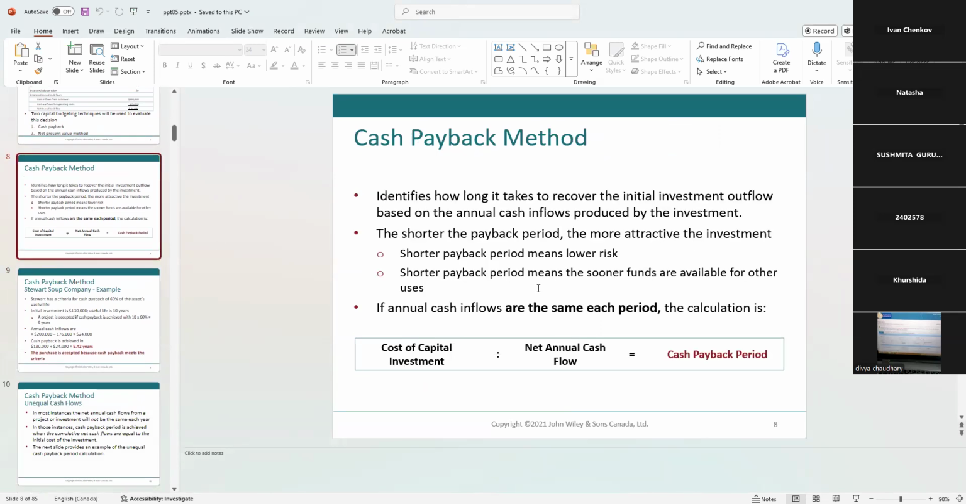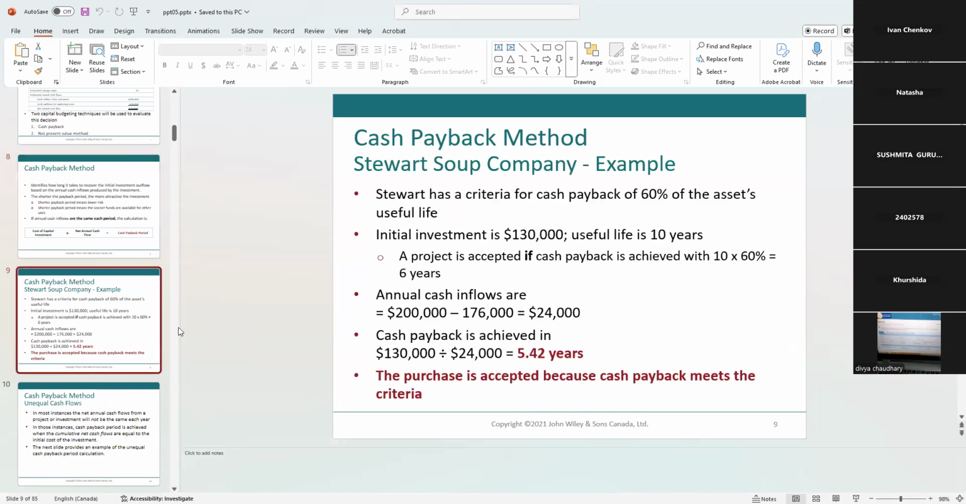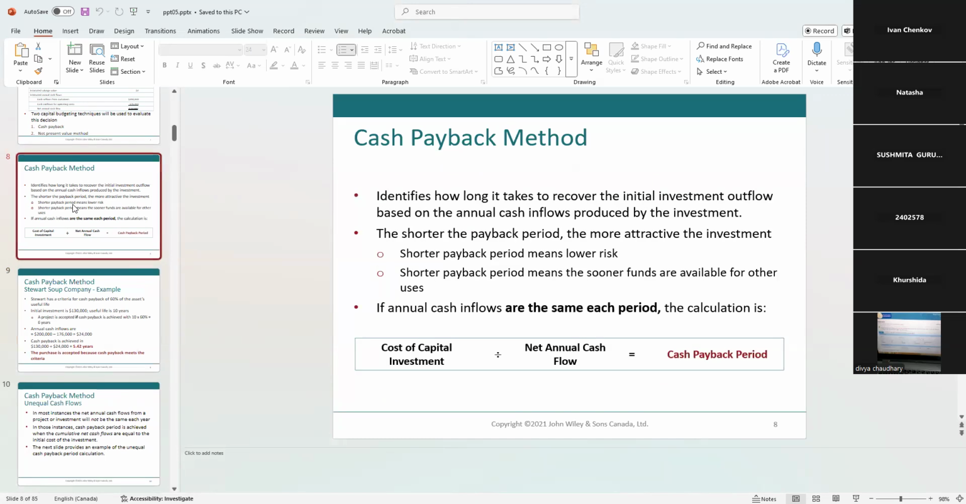But also, I want you to calculate the cash payback method. Cash payback method will be how fast or how long it's going to take us to recover the initial investment. If you have the same amount coming period by period, or year after year, it's going to be simple: cost divided by the cash that you're getting every year when the cash is the same amount.